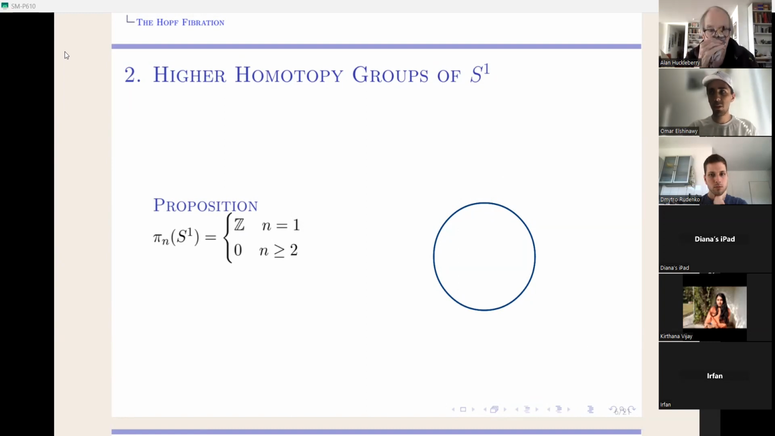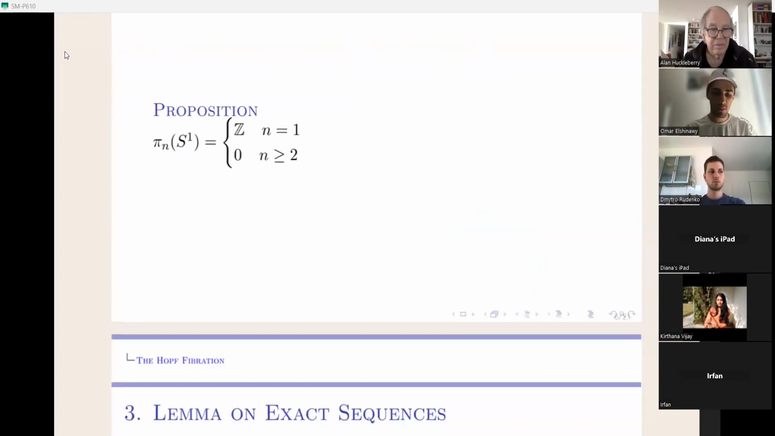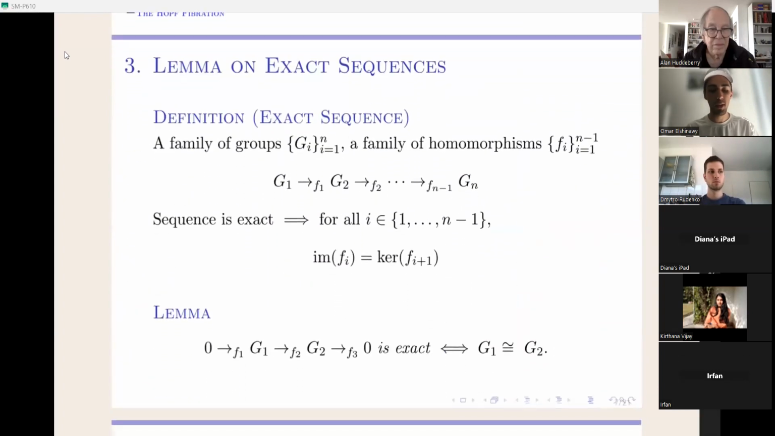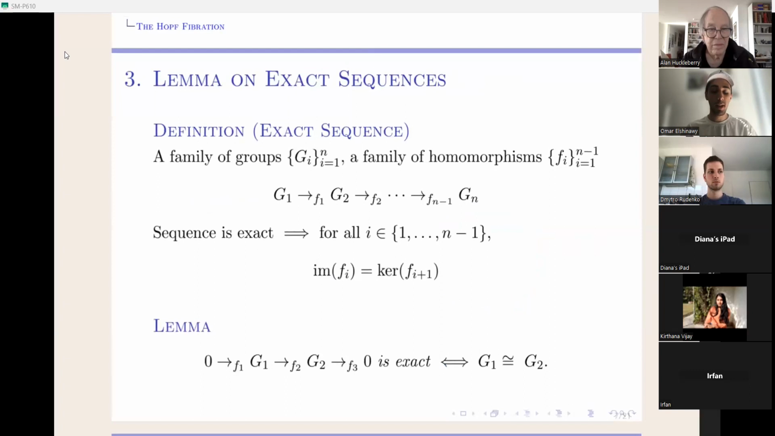Mostly because there's only the identity involved. You can't really do much with S1, but we won't get into too much detail on that. And then we have a very simple lemma on exact sequences, but it's actually very powerful and key.